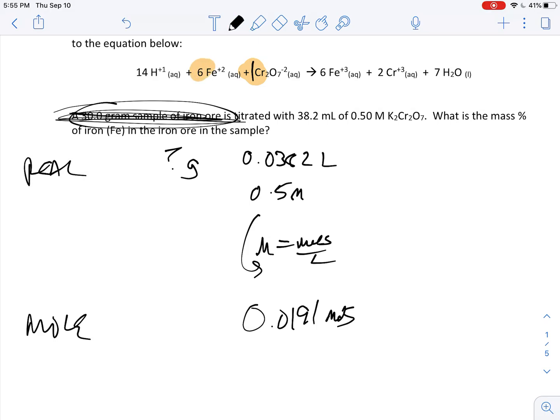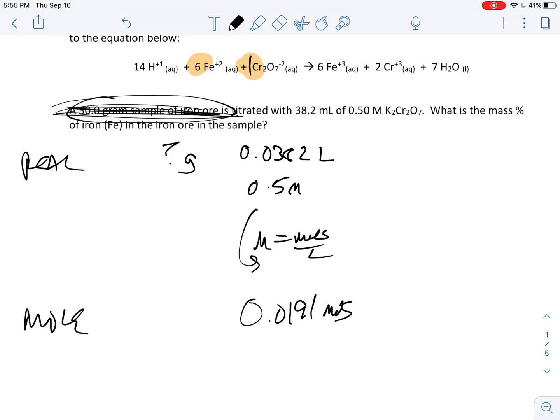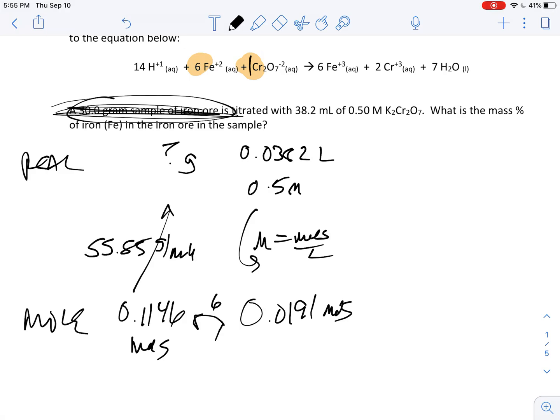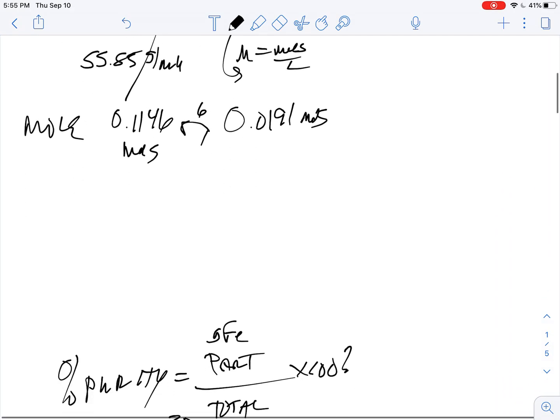I could go to this guy here, which is the 6, so that's going to be a 6-to-1 ratio, which is going to get me 0.1146, like so, moles that are there. And now I want to go up to grams, and this is iron. Iron weighs 55.85 grams per mole. So when you do the math on that, you end up with about 6.4 grams of actual iron when you are done.